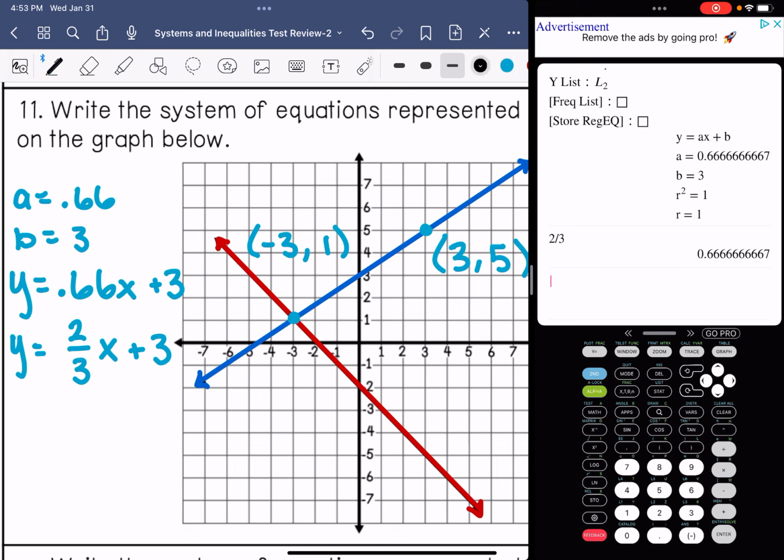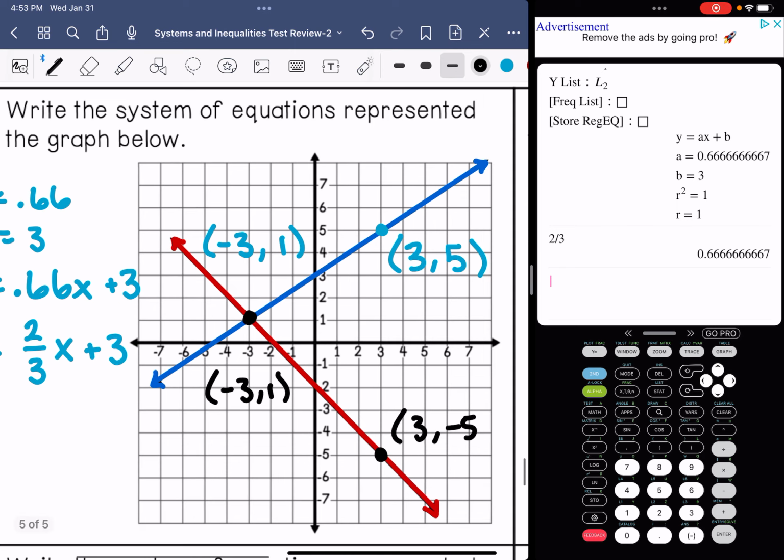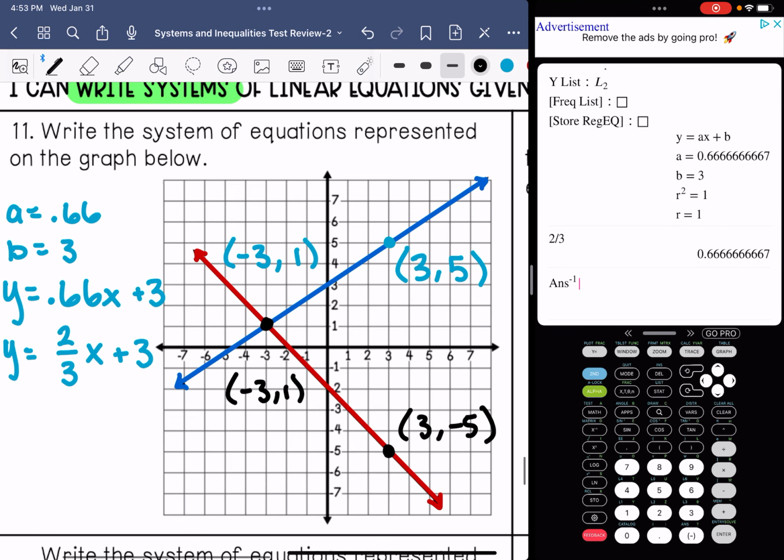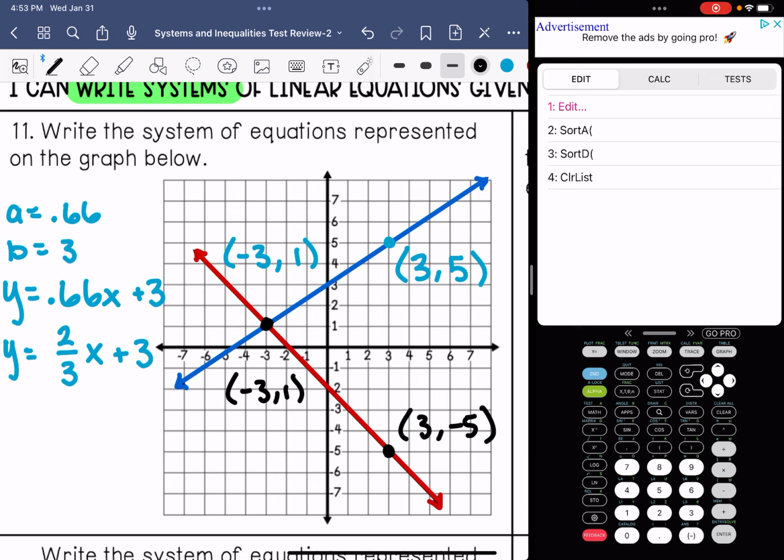All right, let's do the same thing for the second line. So again, I'll pick 2 points on the red line this time. I'm going to pick that same one right there, -3, 1. And I'm going to pick, I don't know, this one down here at 3, -5. But I could pick any ones I want. I'm going to go ahead, same thing, type them into my calculator. Two on one side, 2 on the other. X is on one side, Y is on the other.